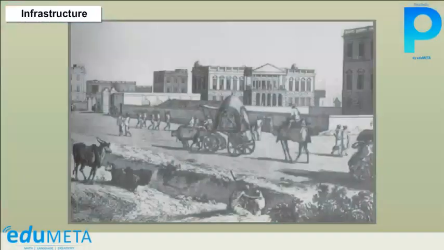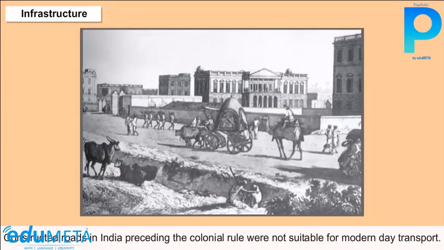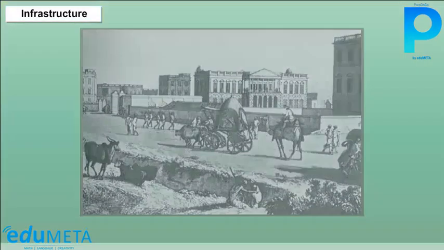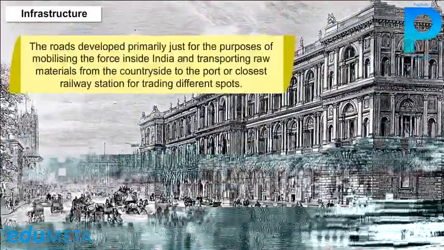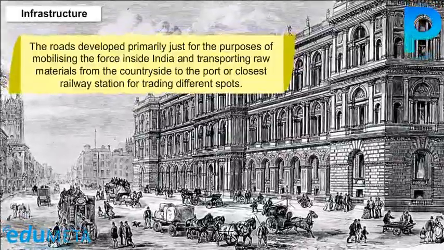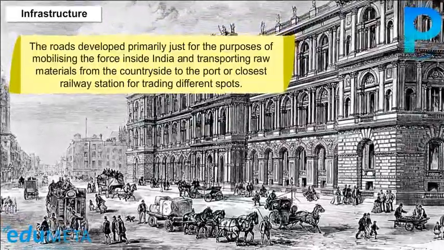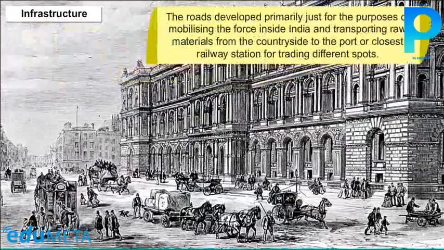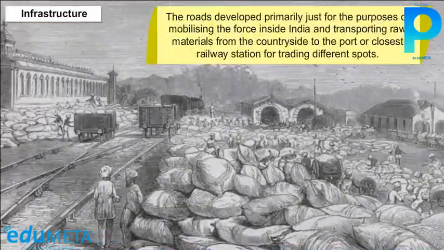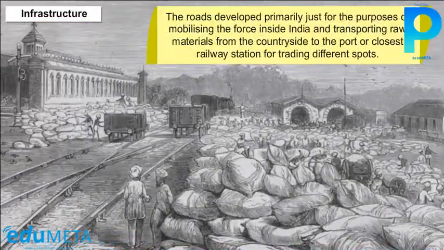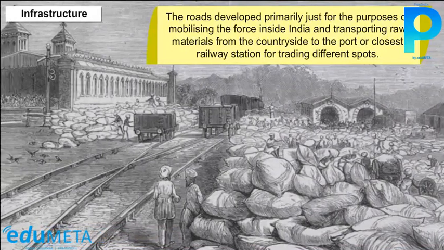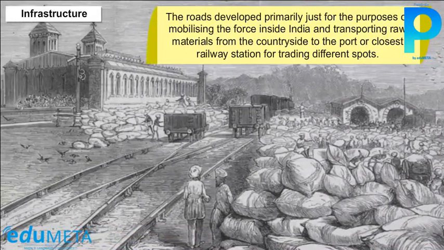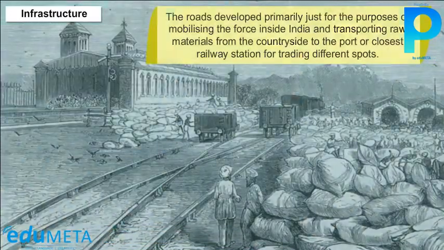Infrastructure. Roads constructed in India preceding the colonial rule were not suitable for modern-day transport. The roads were developed primarily just for the purposes of mobilizing the force inside India and transporting raw materials from the countryside to the port or closest railway station for trading at different spots.